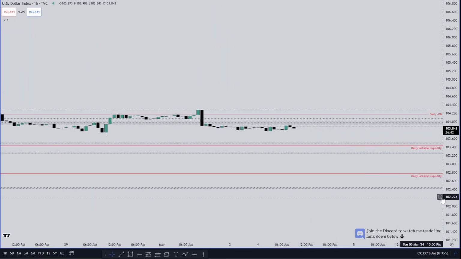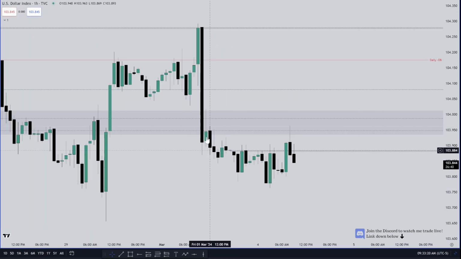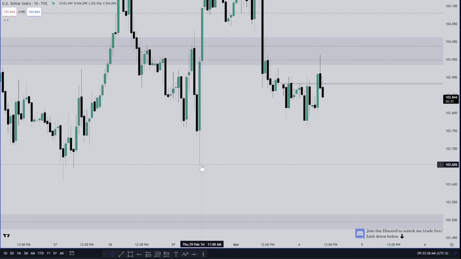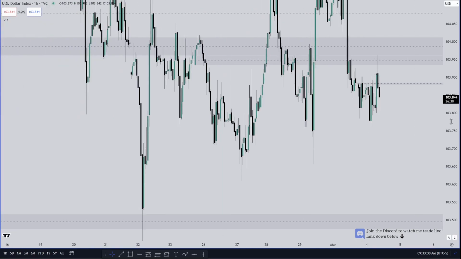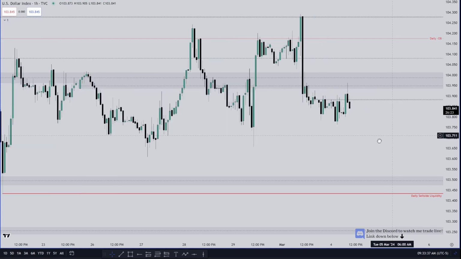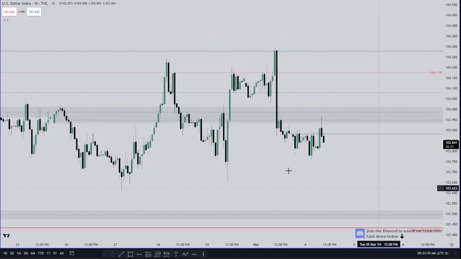Let's drop down to a 1 hour. Okay, bunch of new week opening gaps here. There's that daily order block level. We have sell side here, and that daily sell side level there. So I want lower prices on dollar. So far we're pushing lower, which is what I like to see.